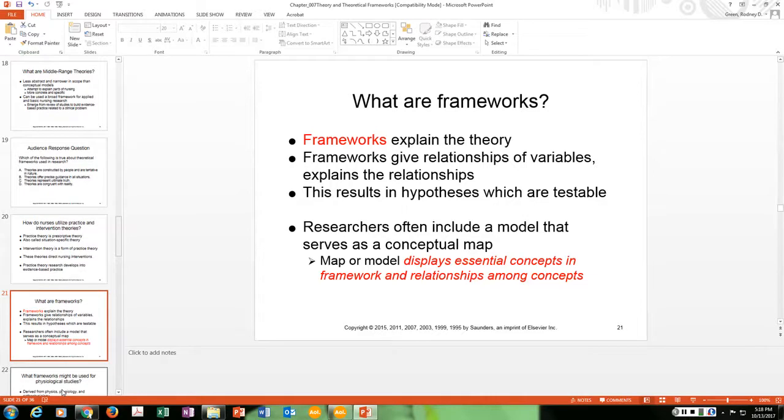What are frameworks? So frameworks explain the theory, they give the relationships of the variables, and this results in the hypotheses which are testable. Researchers often include a model that serves as a conceptual map, and the map or the model displays essential concepts in the framework and relationships among the concepts.